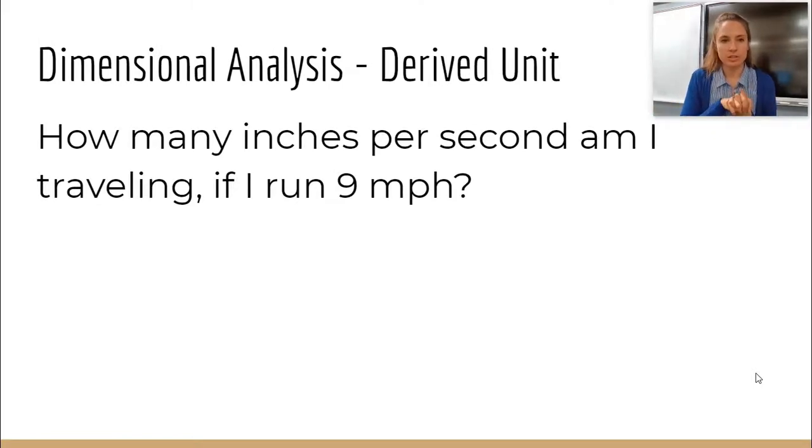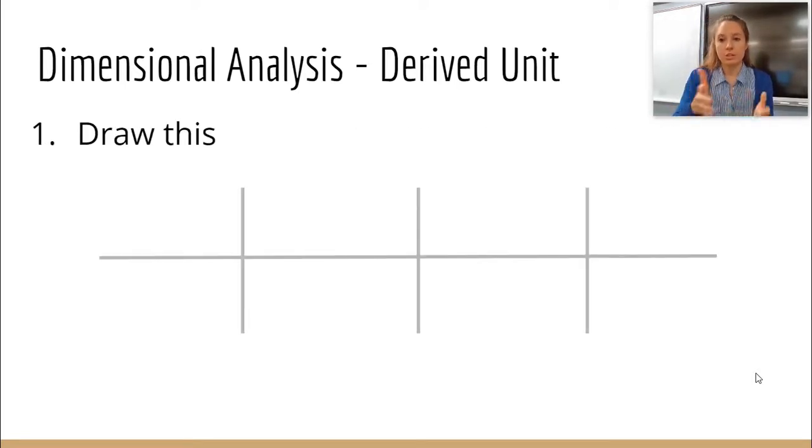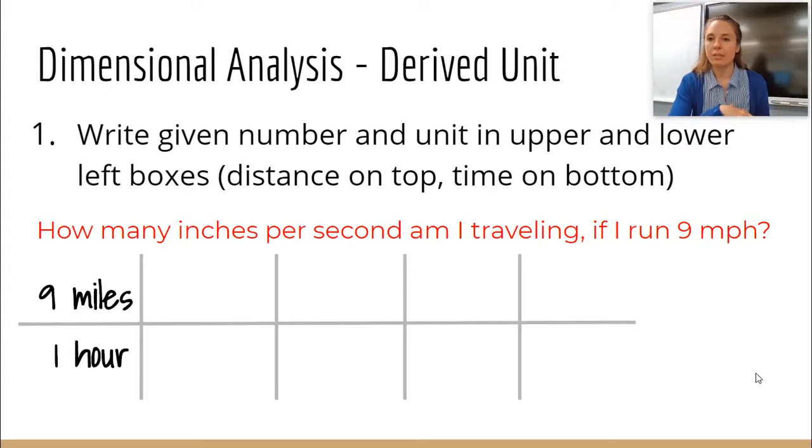So my question for this part is, how many inches per second am I traveling if I run 9 miles per hour? You're going to start with the same step. You're going to draw the picket fence or whatever you want to call it. And the second step, like in the single unit conversions, you're going to put the value that's given to you in the problem in the left-hand box. And it's not just the upper left-hand box anymore. It's going to be the upper and lower left-hand boxes.